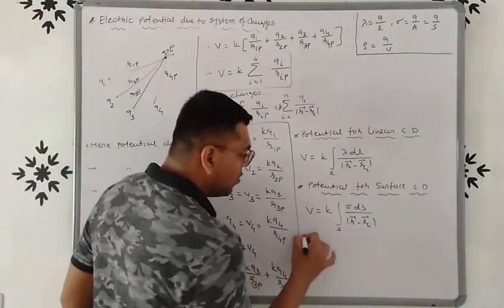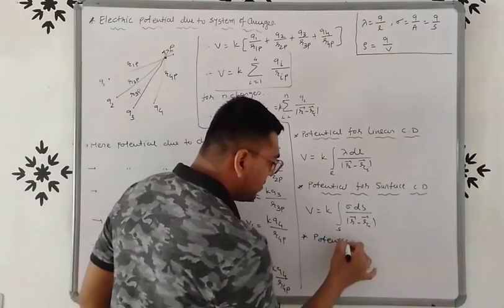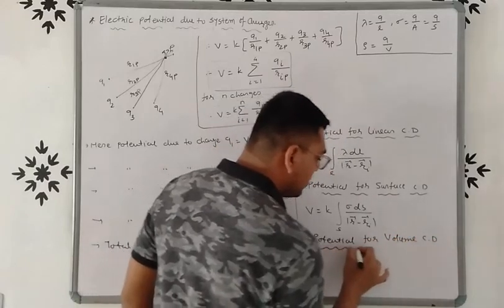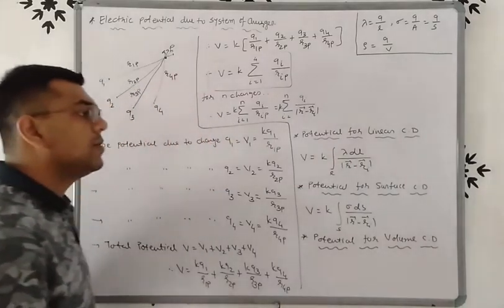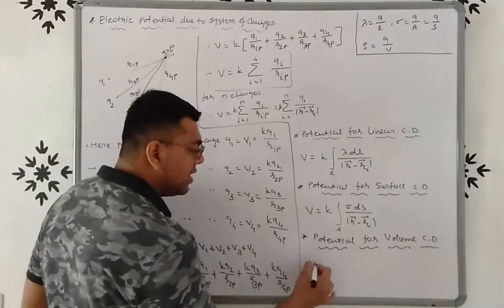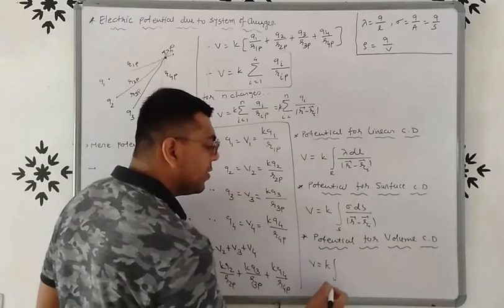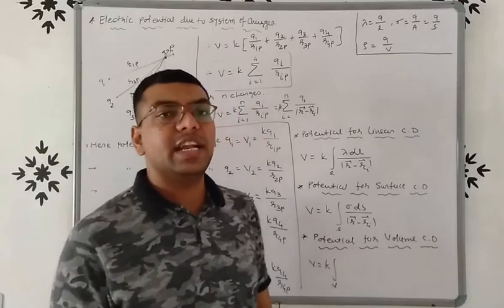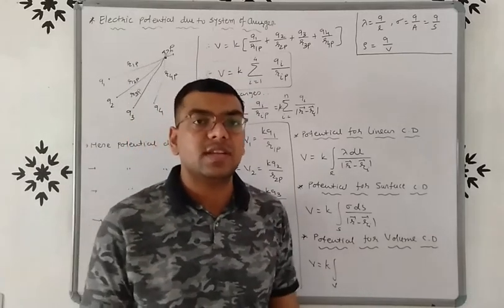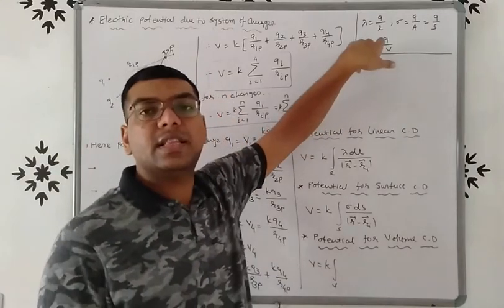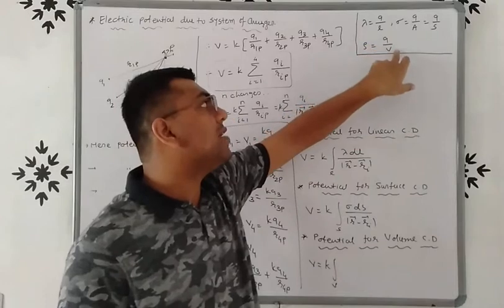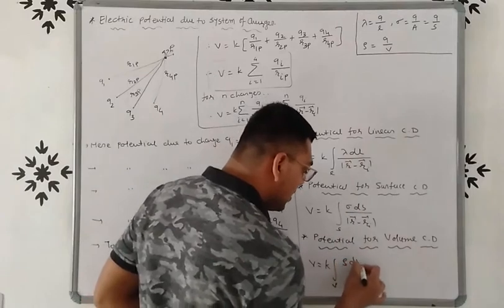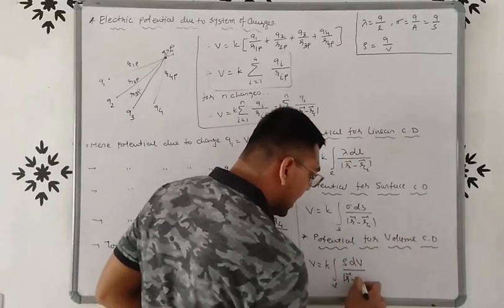Now potential for volume charge distribution. Then what happens, friends? Again V is equal to K, we have to take the volume integral. So for the small element of charge dq for volume distribution, we have to consider the volume charge density rho is equal to q by v. So rho is equal to dq by dv. So dq is equal to rho into dv upon r minus r'.